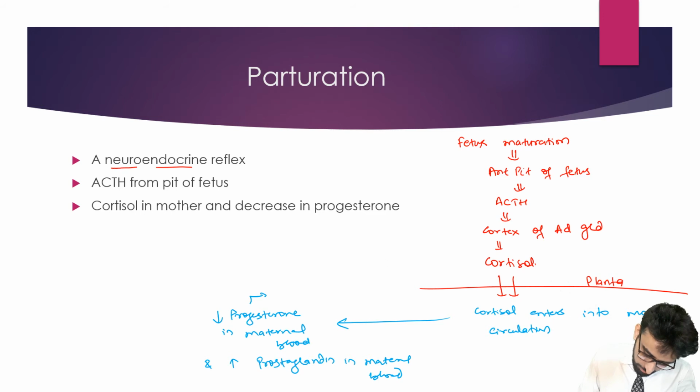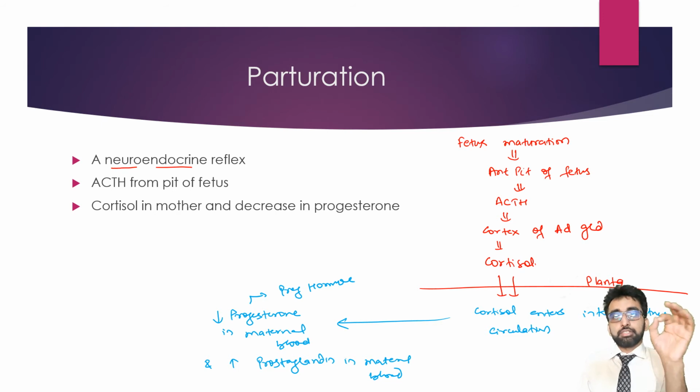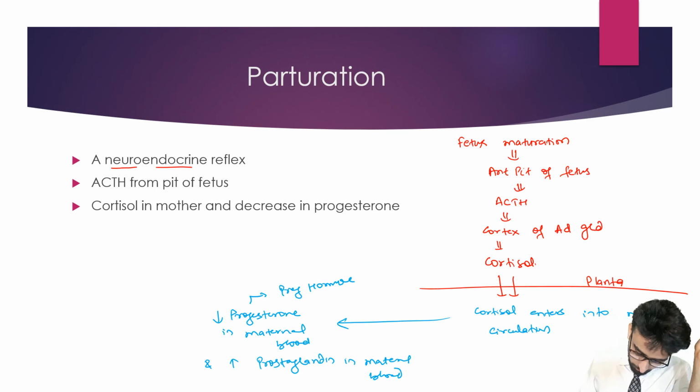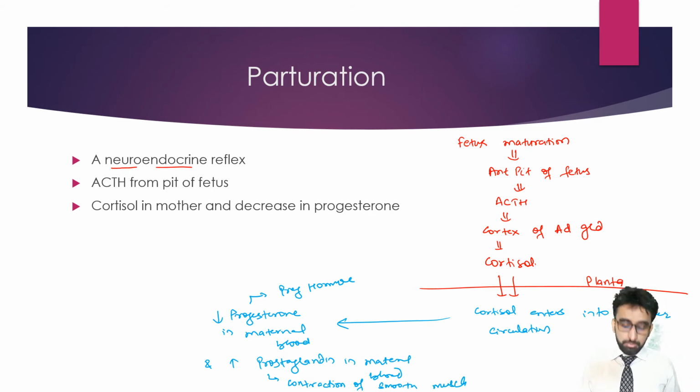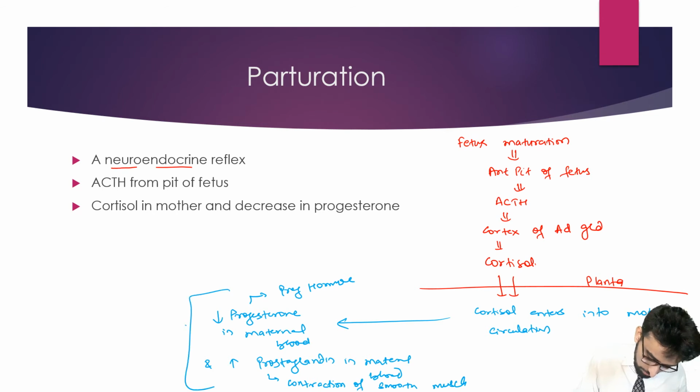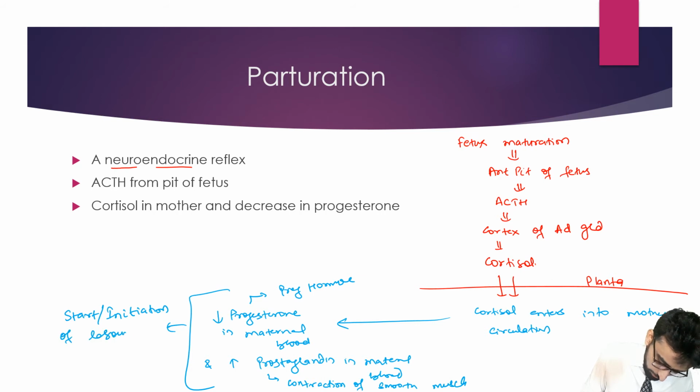Progesterone is known as the pregnancy hormone. So once the progesterone is coming down, now it's a time when pregnancy should end. And what is prostaglandin? Prostaglandin will lead to contraction of smooth muscle. Because of these two reasons, there will be initiation of labor, that is, contraction.